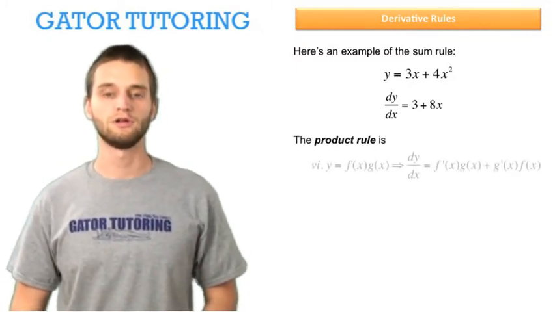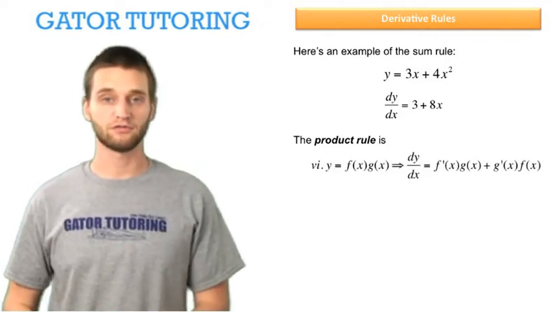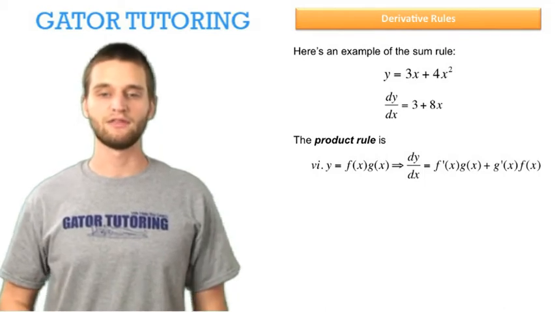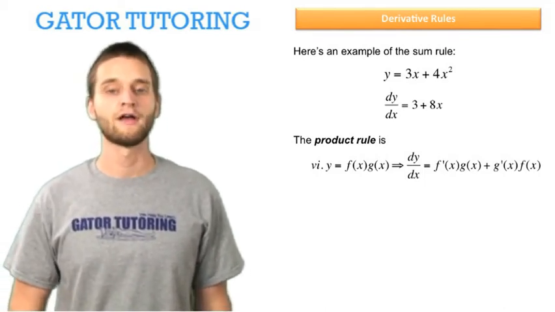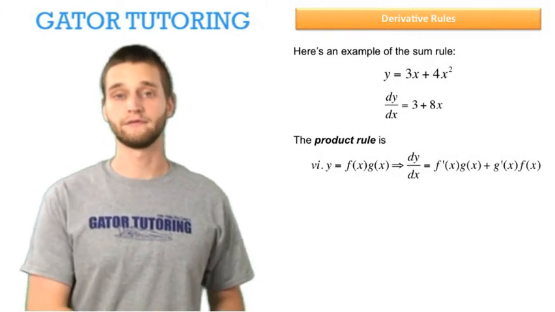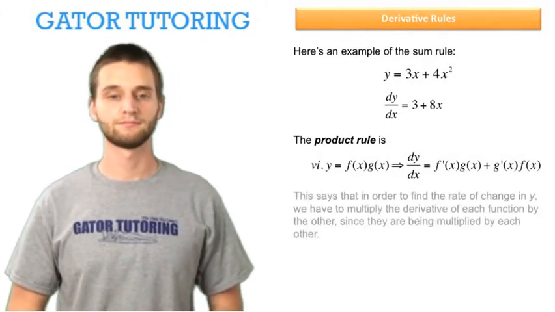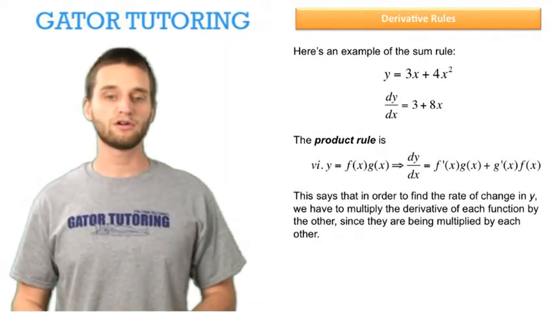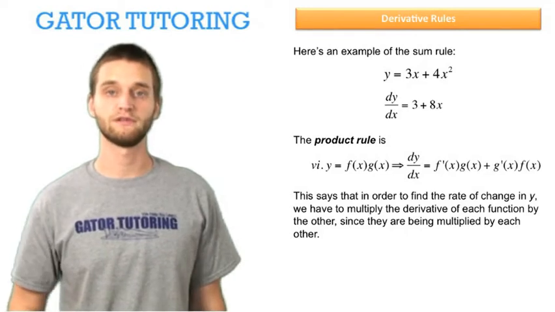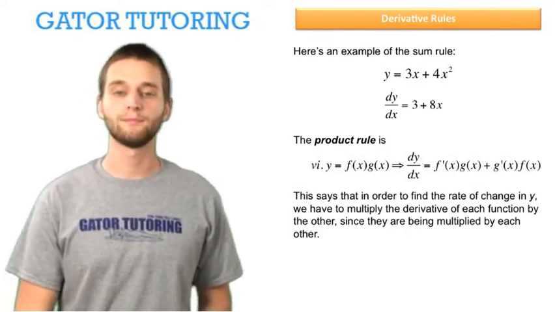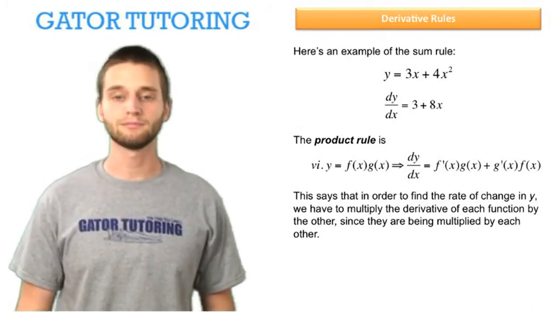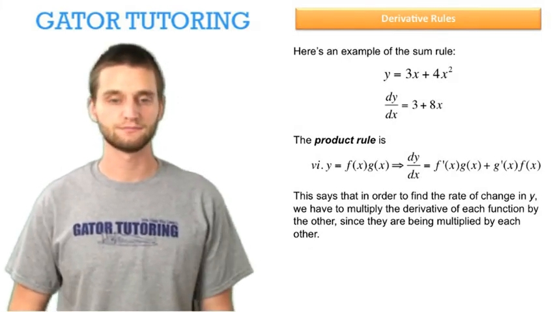The product rule says if y is a product of two functions, that is, if y equals f of x times g of x, then the derivative of y with respect to x is the derivative of f of x times g of x plus the derivative of g of x times f of x. So this says that in order to find the rate of change in y, because remember the derivative is about rate of change, that's what the derivative is concerned with, we have to multiply the derivative of each function by the other, since they are being multiplied by each other in the original function.